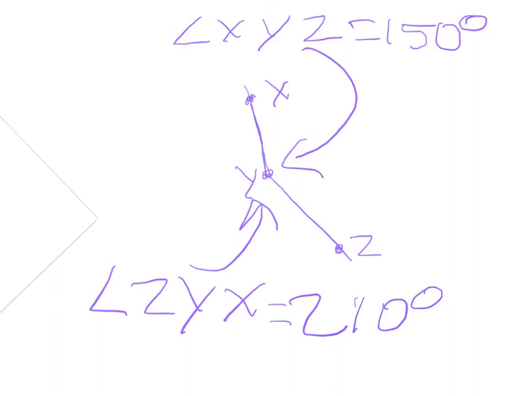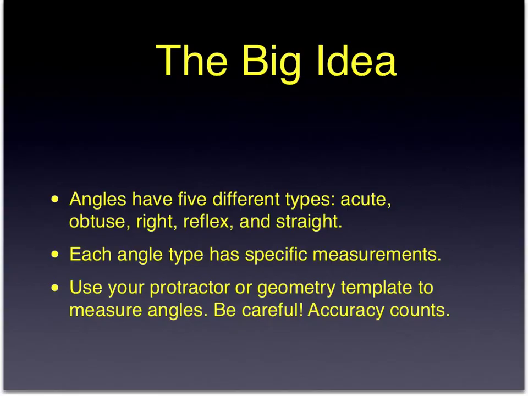All right, so that's using a regular protractor and a full circle protractor. Both of those are on your geometry template, and you have all of your different angles. Angles have 5 different types: acute, obtuse, right, reflex, and straight. Each angle type has specific measurements, and use your protractor or geometry template to measure angles. Be careful, accuracy counts. It was really hard for me to demonstrate with my finger on the iPad, but you get the idea of what I'm trying to do. We'll go over it in more detail in class. Thanks.